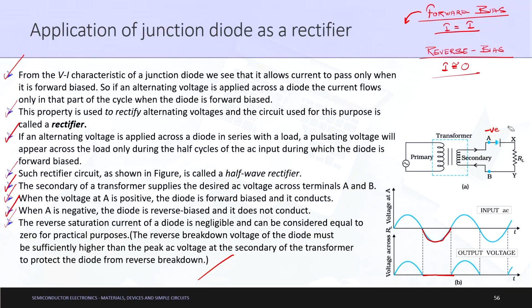That is what is written here: the reverse breakdown voltage of the diode, VBR, must be sufficiently higher than the peak AC voltage. What is the peak AC voltage? It would be this value, the peak of this AC voltage. So this will be the peak voltage here, and VBR must be higher than the peak AC voltage at the secondary of the transformer to protect the diode from reverse breakdown. That is the thing which I explained to you.